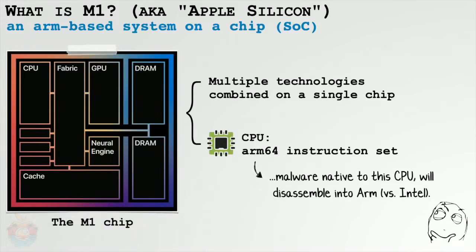Now, in the context of this talk, the most important factor is that binaries, including malware, compiled to run natively on this platform, on the M1 CPU, will disassemble into the ARM instruction set versus perhaps the more familiar Intel instruction set.